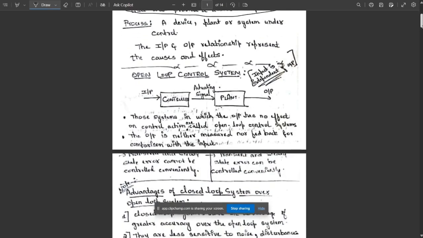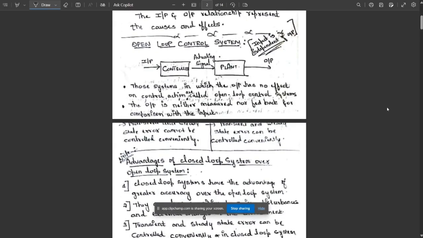So the next thing is in control system we have basically two types of control system. That is the open loop control system, which is another important concept, and another one is the closed loop control system, which I will be discussing in the upcoming sessions. First, let's see what this open loop control system is.